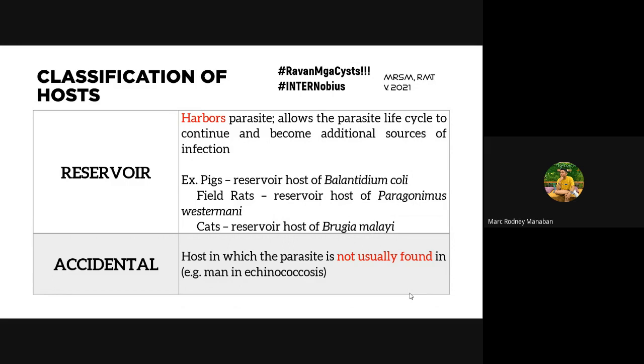Ayan. So, a very good example, your pigs, no? Pigs are the reservoir host of your Balantidium coli. You have field rats, reservoir hosts of Paragonimus, and your cats for Brugia malayi.